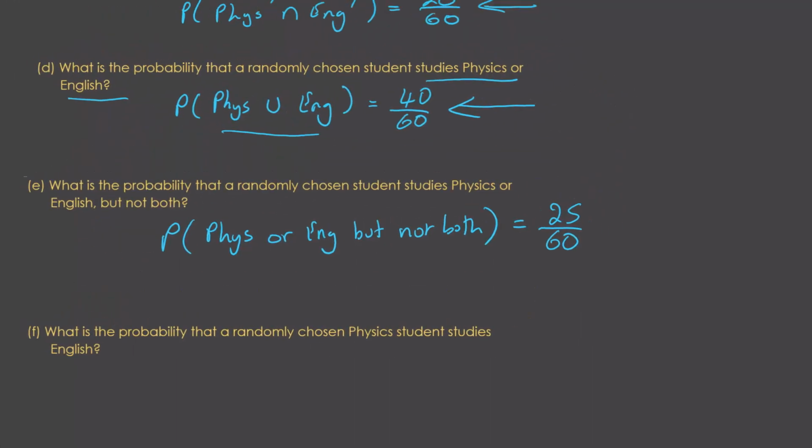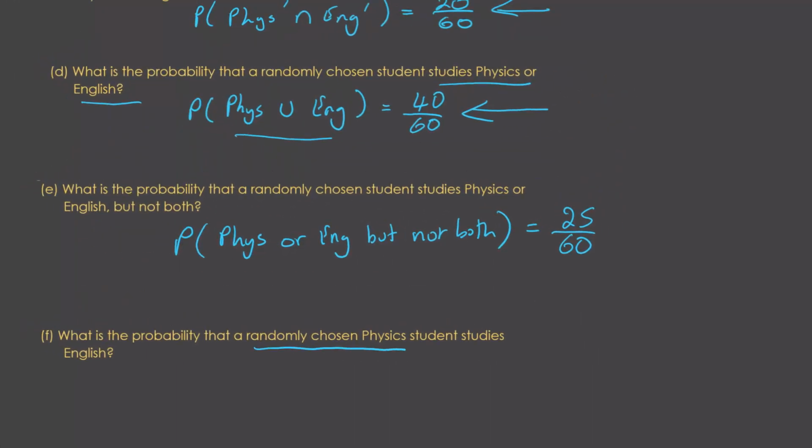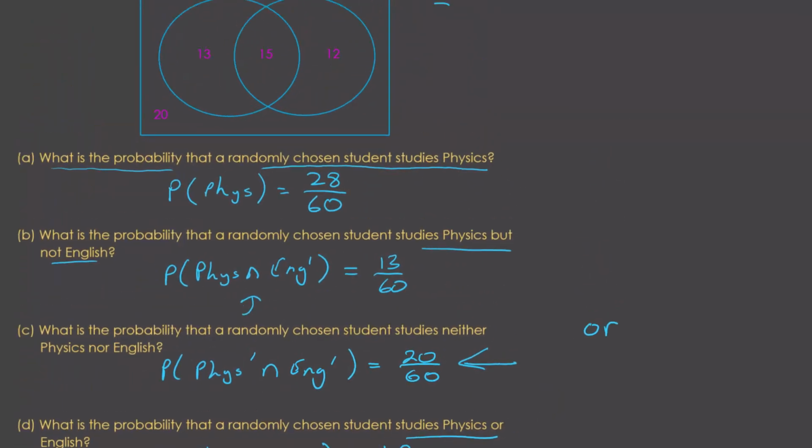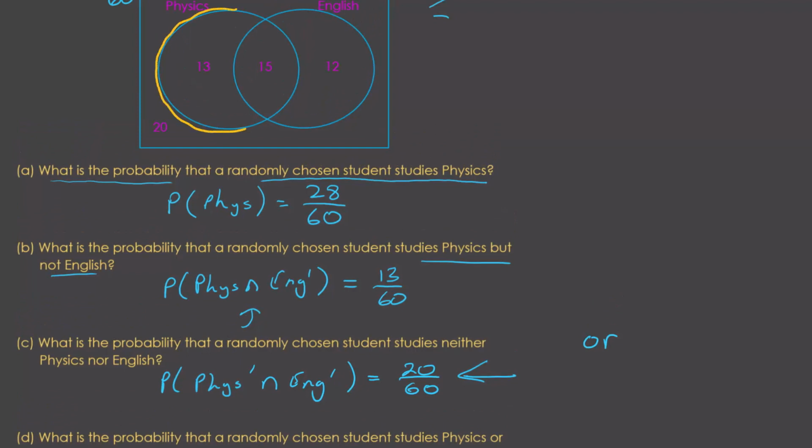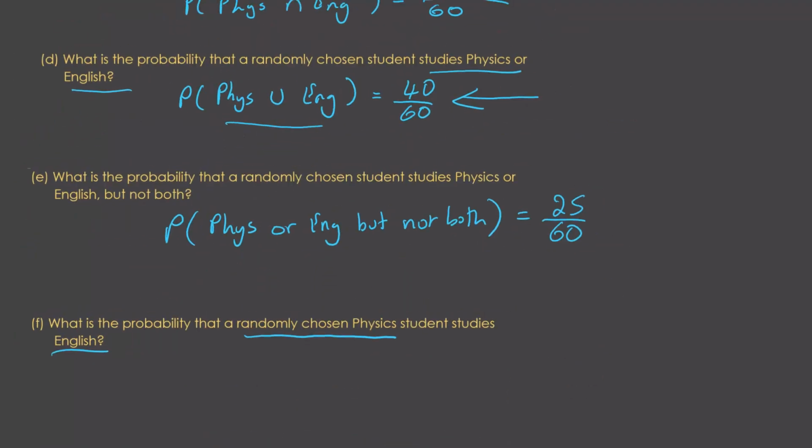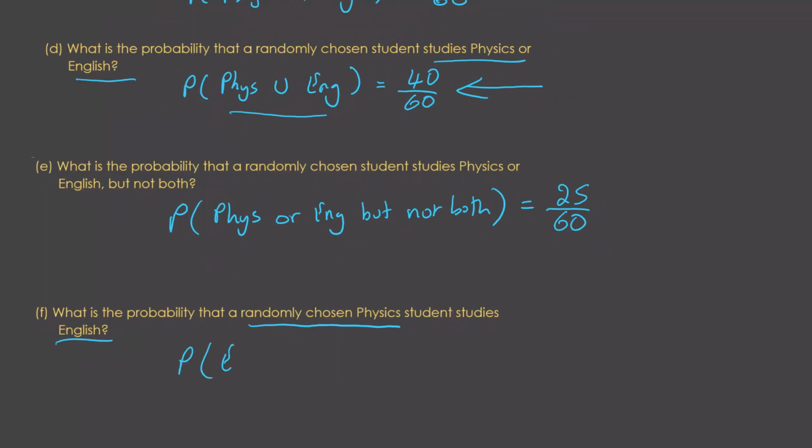Now finally, what is the probability that a randomly chosen physics student studies English? Now, we know therefore that the student does physics. So we're only looking at the people in here. And there are 28 of those people, and therefore 28 is going to be the denominator for our probability. To study English as well needs to be one of these people. So the probability of English, given that they do physics, there is a notation for that. I'll mention that in a second. So that was going to be those 15 people out of the 28.